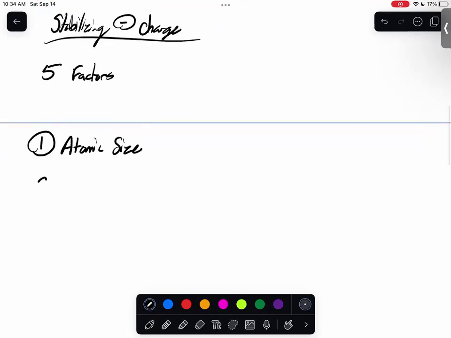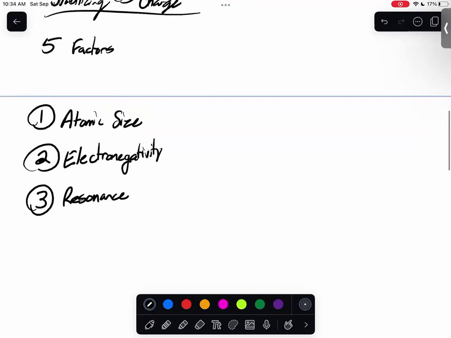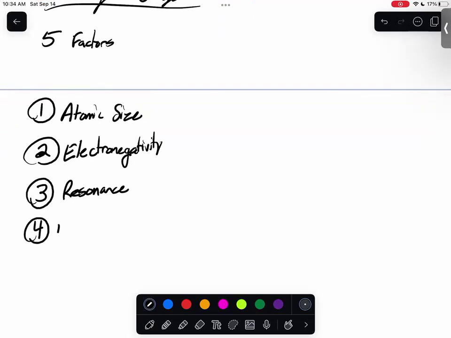The second one is electronegativity, right? So the reason we brought in electronegativity so late is because it relates directly to this lecture. The third one is everyone's favorite. It is resonance. The fourth is something we call induction. And then the fifth is hybridization.